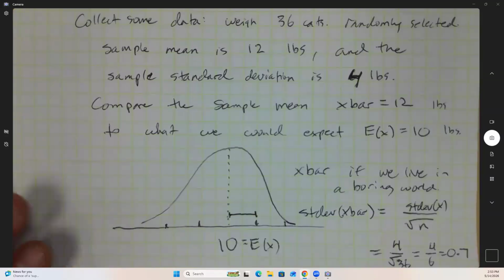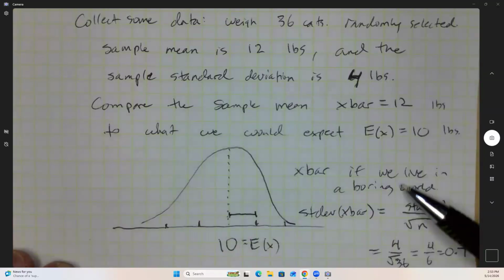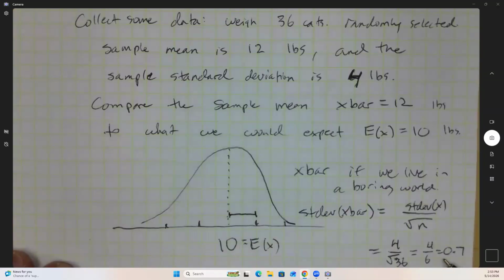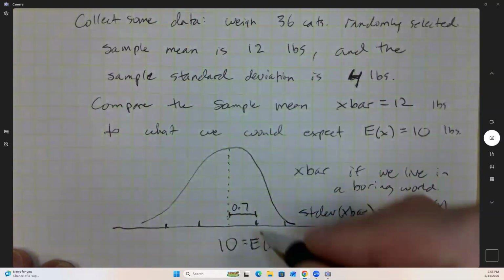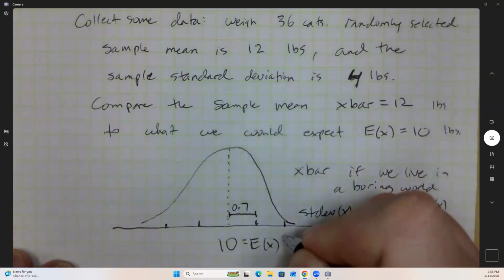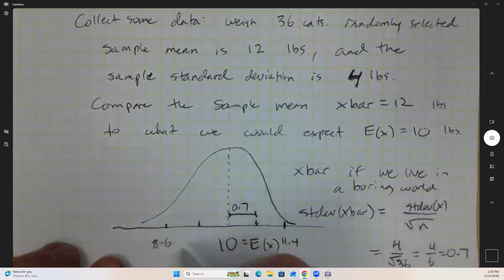And again, this is one of the hardest conceptual things to click in. That's okay. To realize whenever we talk about sample means, we're given a number like 4 pounds, but that's not the number we end up using. We always have to change it to be the standard deviation of our sample means. So that's 0.7 and another 0.7. That's going to get us to what? 11.4 right here. Or the other way, it was going to get us to 8.6 down here.